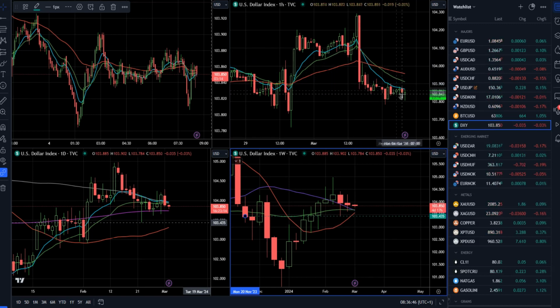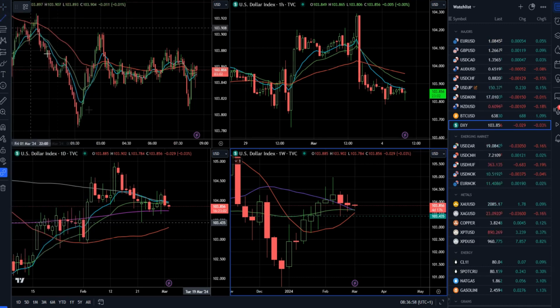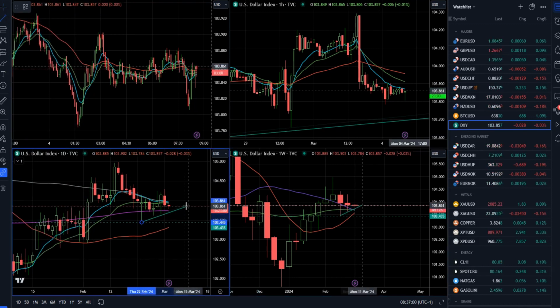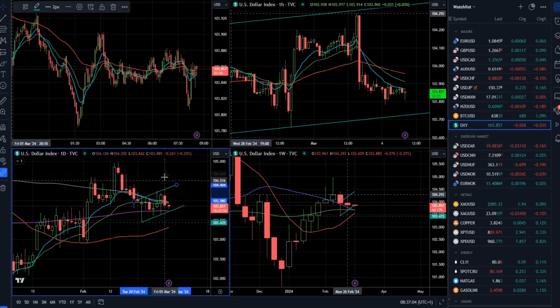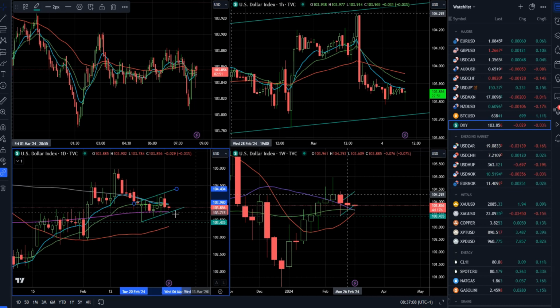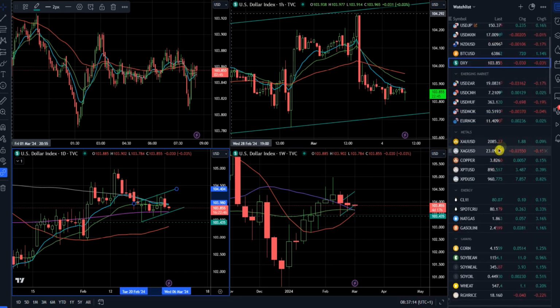The moving averages are sloping to the downside on the hourly time frame. We started to build lower highs and lower lows, so we have signs that the downside is developing. On the daily time frame, this can also be a bear flag that is forming. A potential downside breakout can result in a further drop on the dollar index and weakness on the dollar.